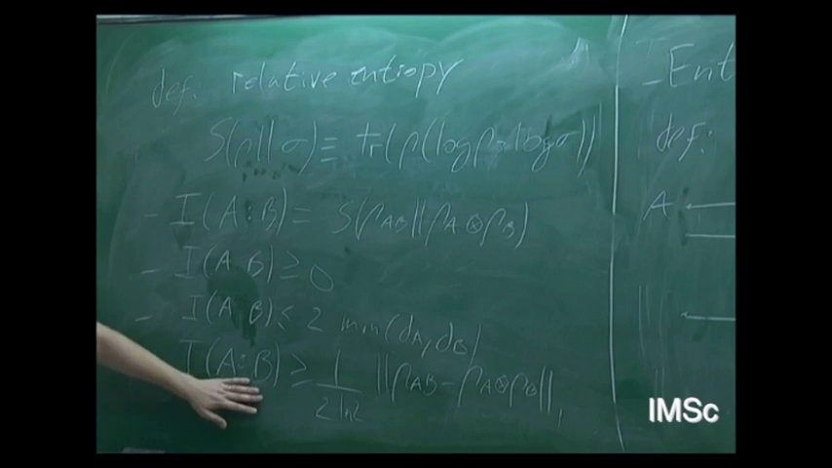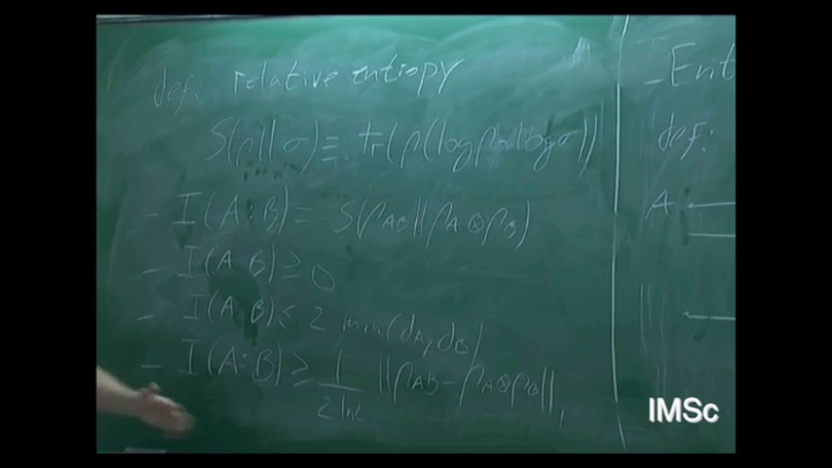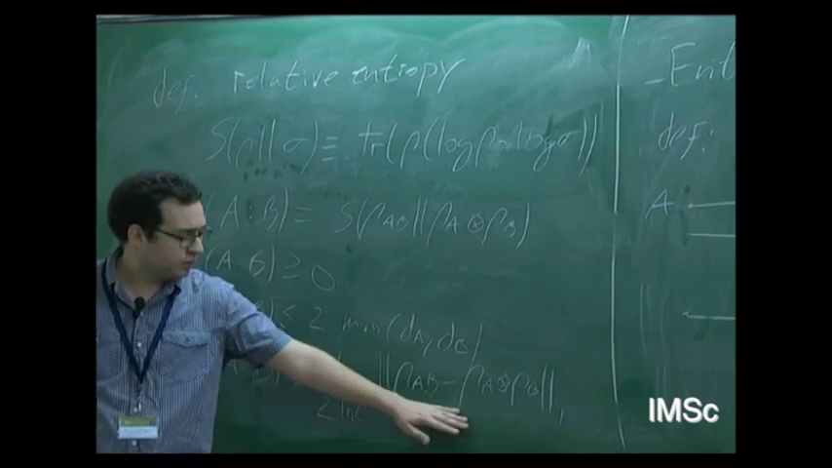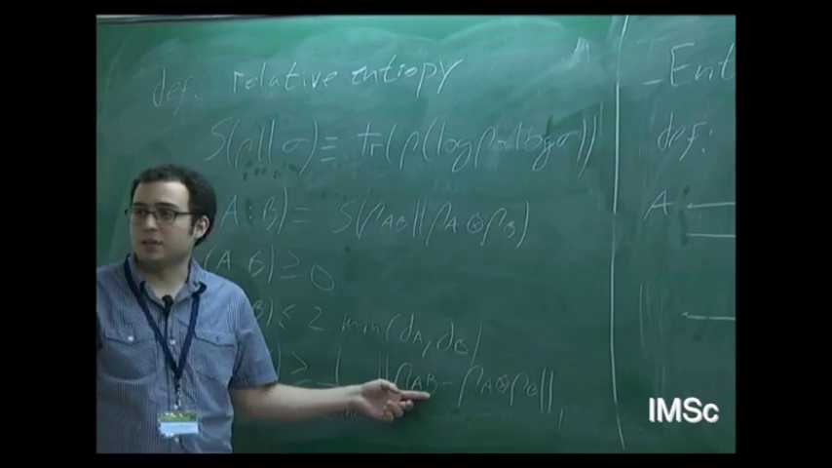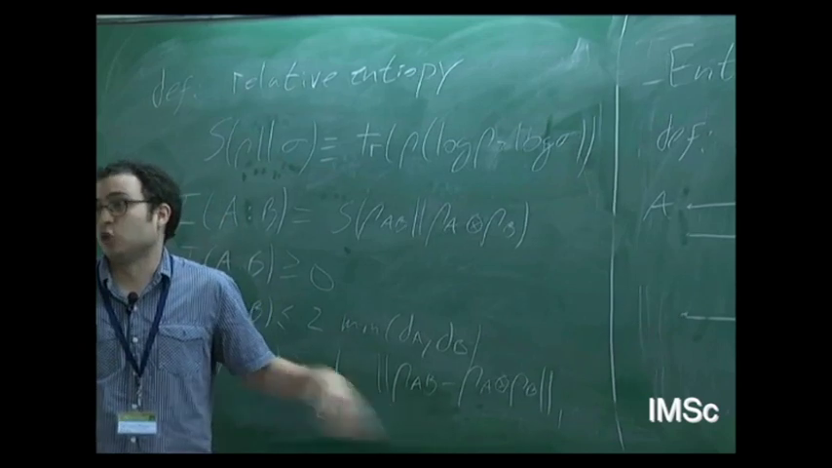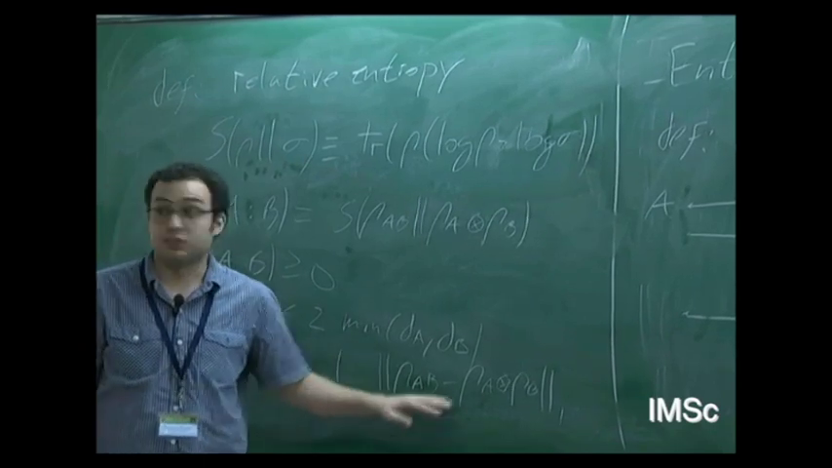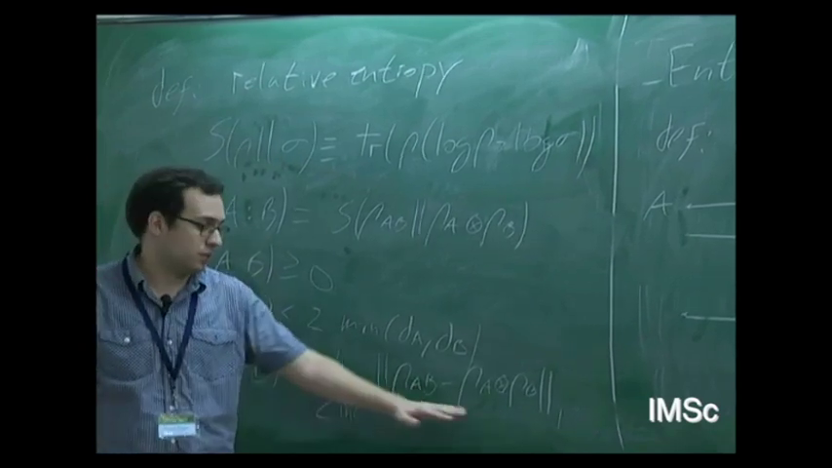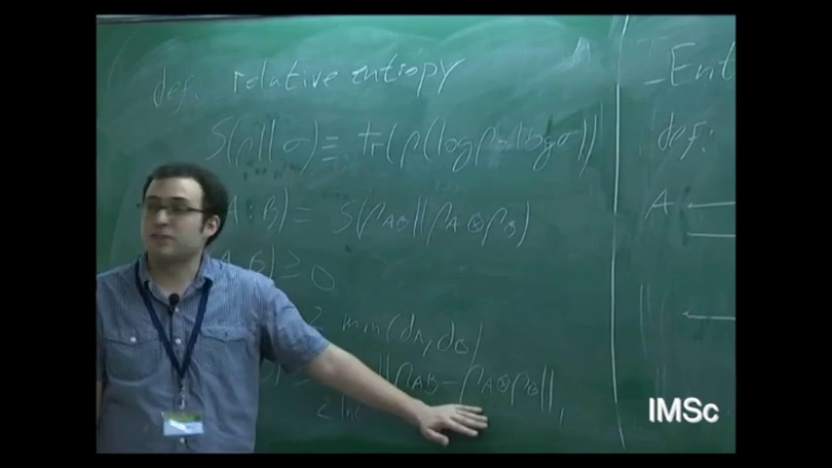And then from here, you can already see that this should be a measure of correlations, right? Because this is a clear measure of correlations. If the state rho AB is product, there is no correlations, and this is zero. If the state rho AB is not product, the states are different, and the trace norm is faithful, so it's always different from zero. So this is a measure of correlations.